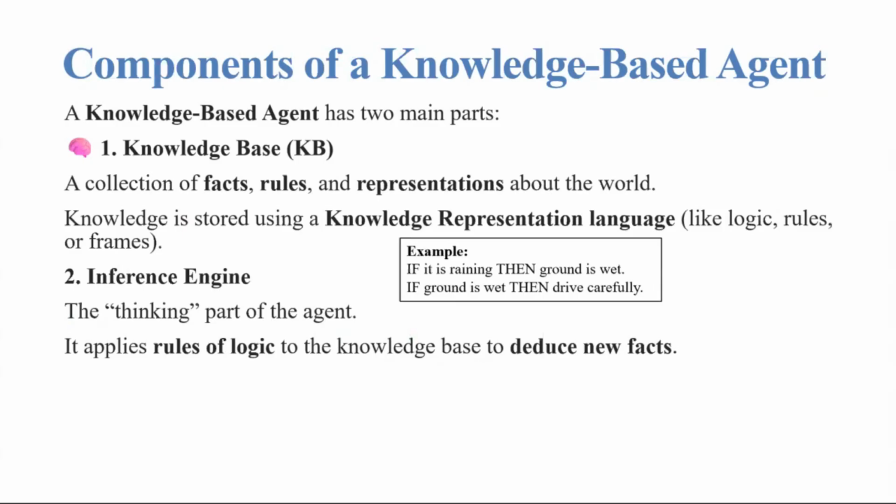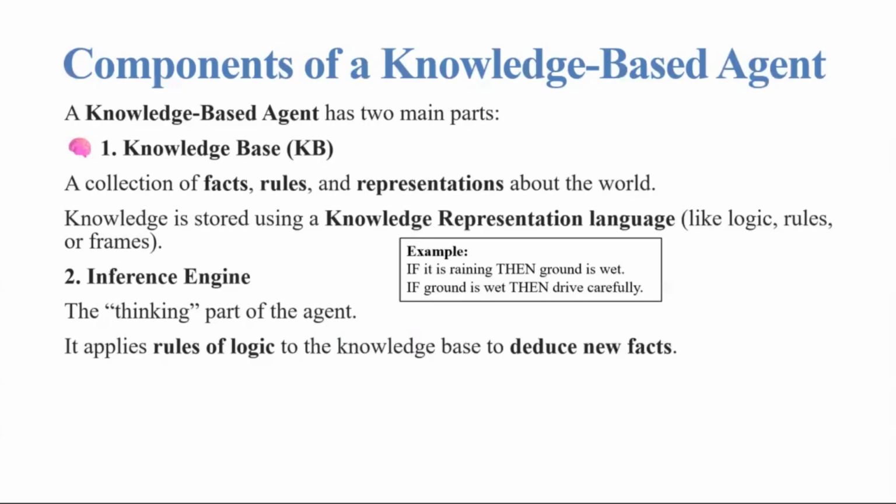Let's look at the example shown here. The knowledge base contains two simple rules. Rule one is: if it is raining, then the ground is wet. And if the ground is wet, then drive carefully. These rules are stored in the knowledge base. Notice that the AI is not thinking yet. It's simply storing the information that may be useful later. The knowledge base acts just like a digital encyclopedia or a library where information is organized for future use.